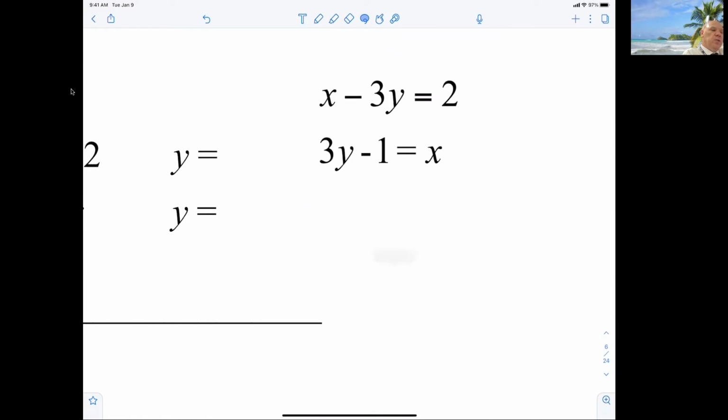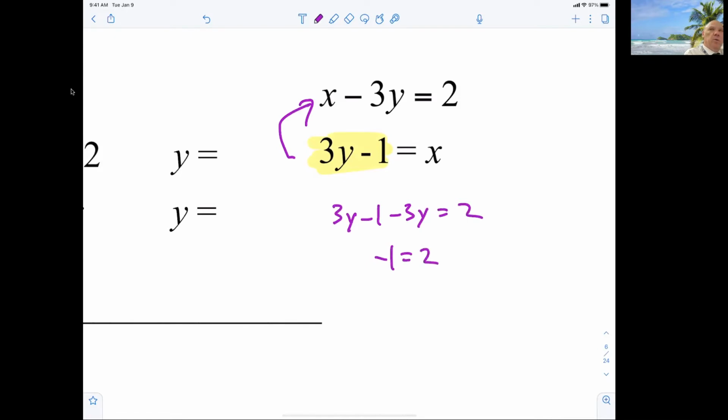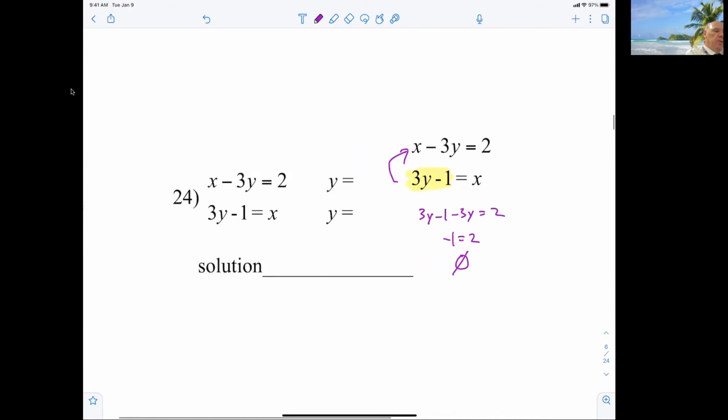Oh, well, this is just a what? What's the best way to do this? Yeah, right. It's just substitution. So this one's real easy because 3y minus 1 goes in for what? Goes in for x. And so it's just 3y minus 1 minus 3y equals 2. What happens to the 3y's? -1 equals 2. So that means that's a false statement, which means the lines are actually what? Yeah, these are parallel lines. No solution. All right. And if you don't remember, I used to make you write parallel lines.